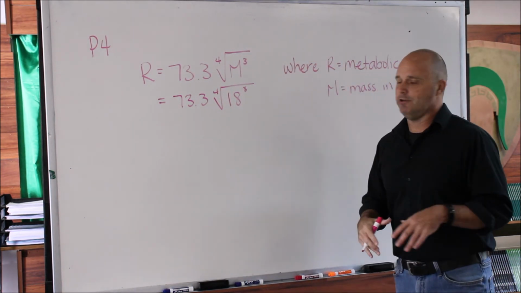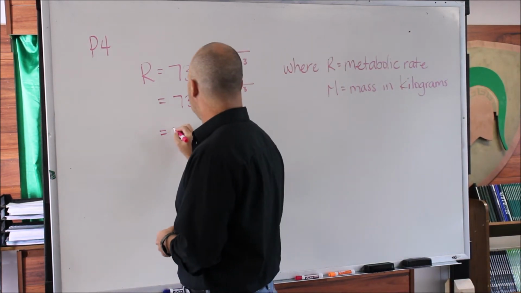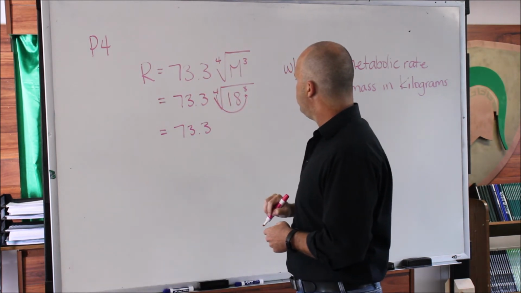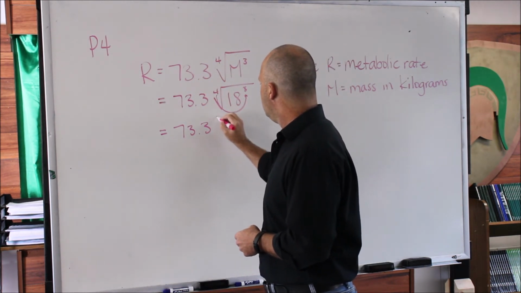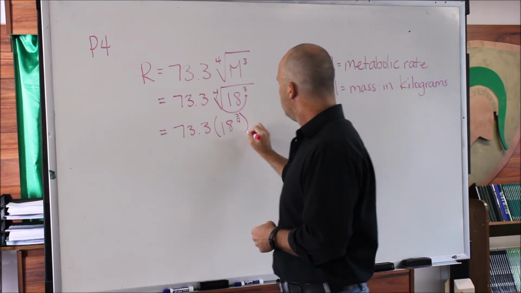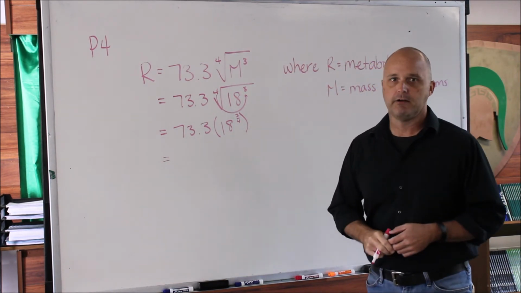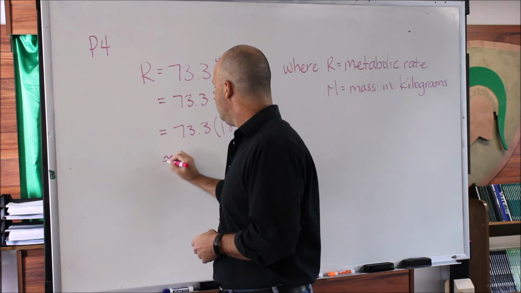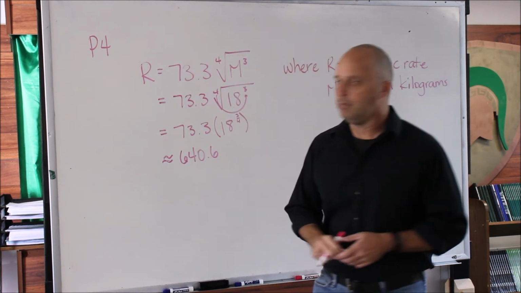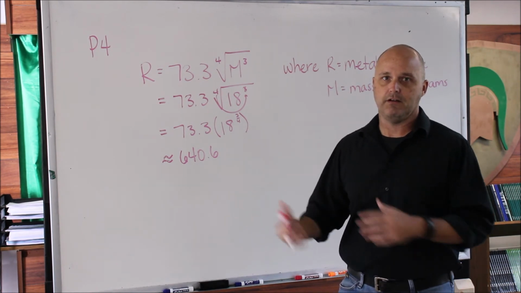Just to show you what this would look like in terms of rational exponents, we would take 73.3, and then that 4 is going to go underneath, and it becomes times 18 to the 3/4. So we could put either of these into the calculator, and we're going to get approximately 640.6 as the number of calories burned based on the mass of the animal.